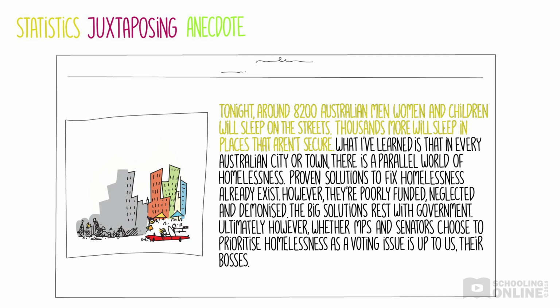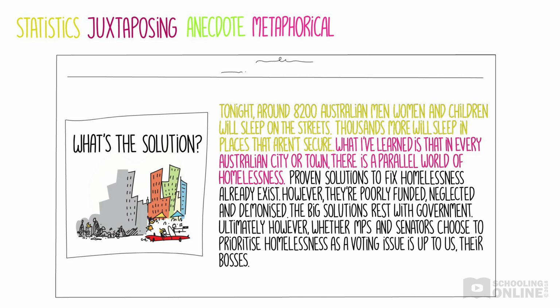Law has learnt that there's a whole metaphorical world of homelessness in every city. This shows that his previous assumptions about what is normal have been completely overturned. Being confronted with the reality of homelessness prompts Law to think about solutions to the problem. Unfortunately, the proven solutions are poorly funded, neglected, and demonised. This tricolon creates a grim tone, opposing any preconceptions the readers might have that there is an easy way to fix the problem of homelessness.